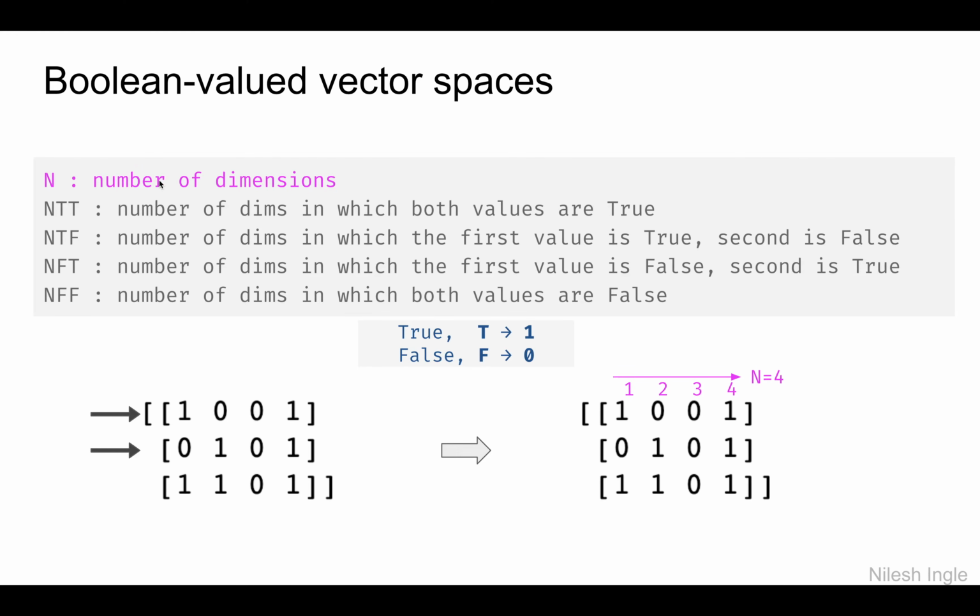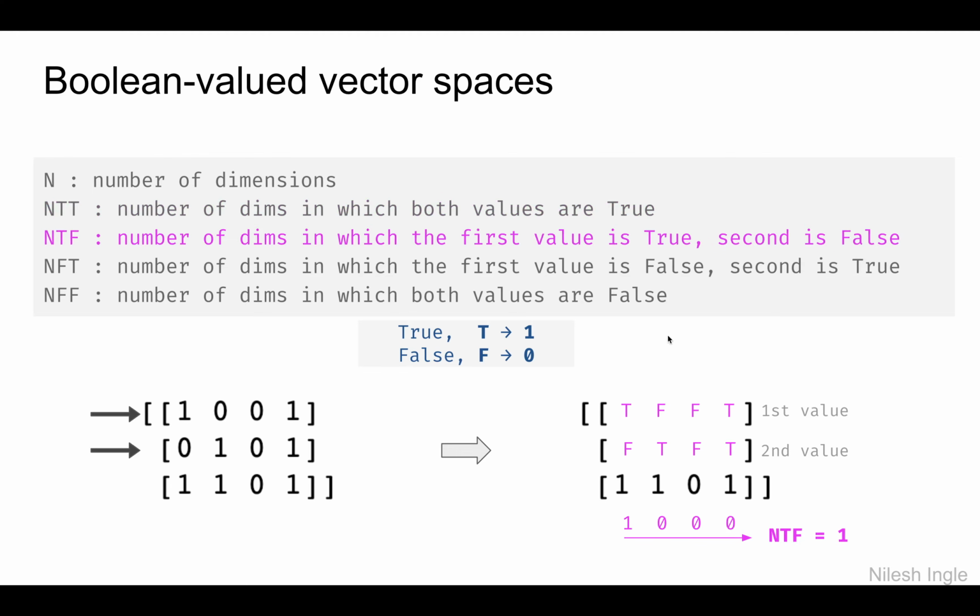Now for the n, which is the number of dimensions, it is simply the number of columns that we have here. So 1 2 3 4, the number of items in each of the rows. That's why the value of n is equal to 4. Next, ntt is the number of dimensions in which both values are true. So if we substitute the ones and zeros with true and false, you can see that there is only one column that has both values true. So that's 1 here, and therefore the value for ntt is 1.